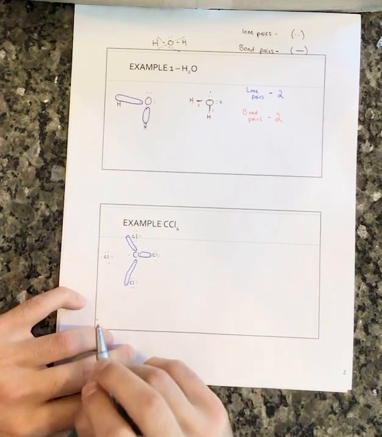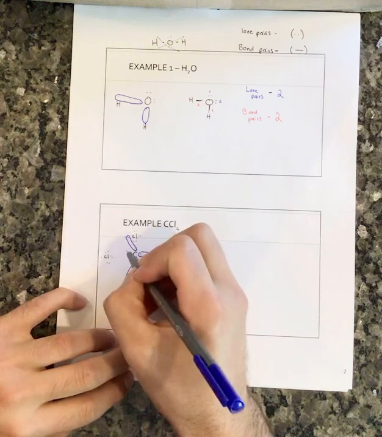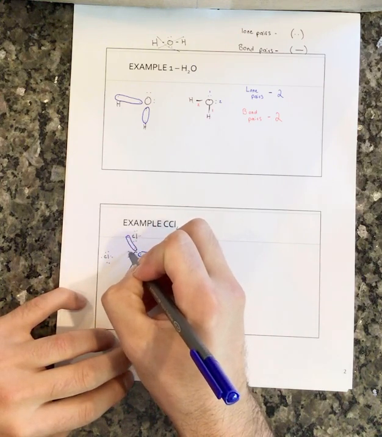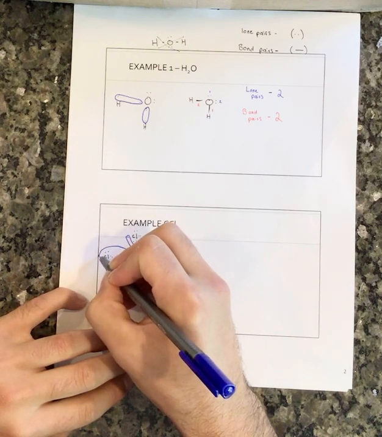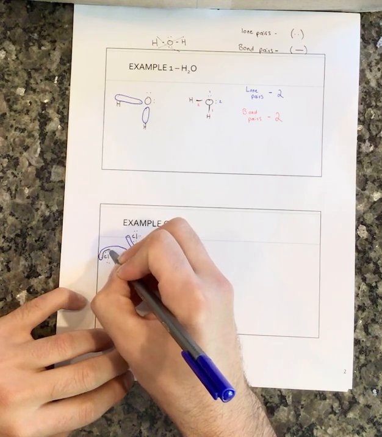And this one's not going to look so nice because we have to go all the way around, but you get the idea. There's going to be a bond going from this one to this chlorine here.